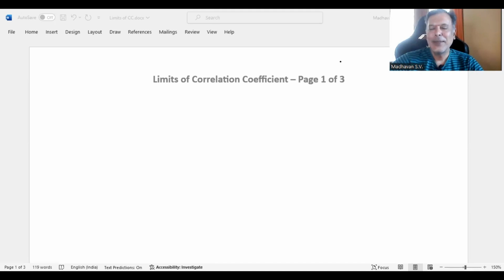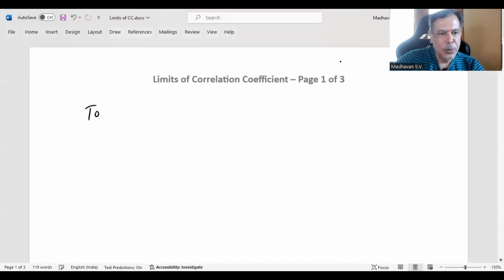Hello everyone. In this video, we will understand the limits of the correlation coefficient. That means how to prove that the correlation coefficient, which is denoted by small r, lies between -1 and +1. So we will see the proof in this particular video.